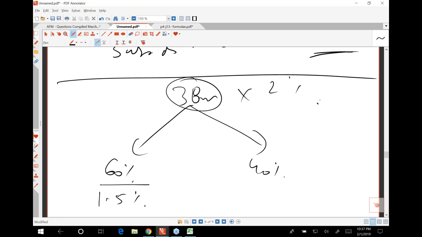The remaining 40% will be borrowed from the normal borrowing sources. And what is the normal rate of interest that we pay? We are being told in the question that the normal rate of interest is 150 basis points above, which is 2.5% plus 1.5%, which is 4%. So the normal rate is 4%.